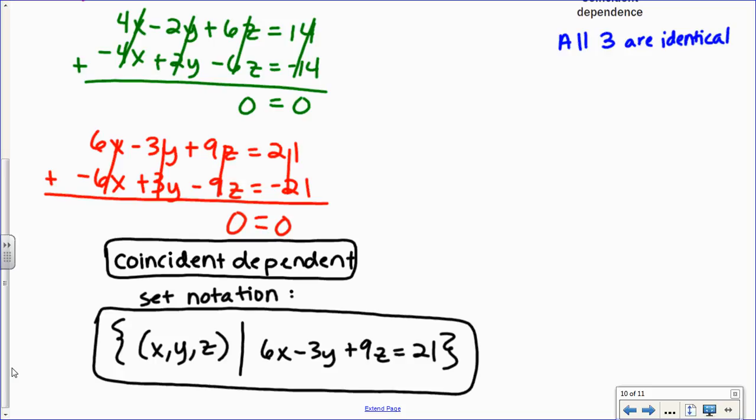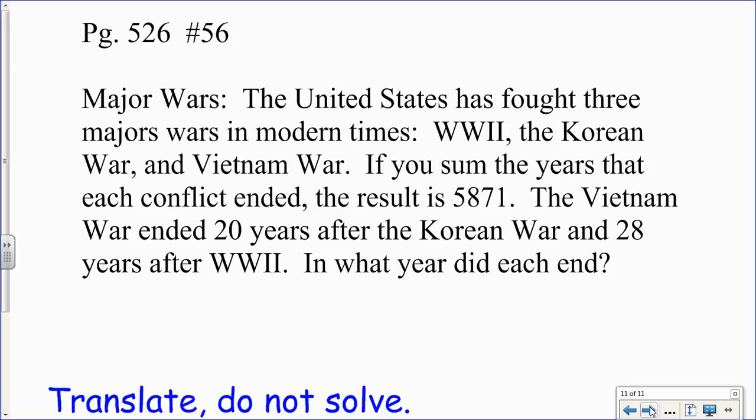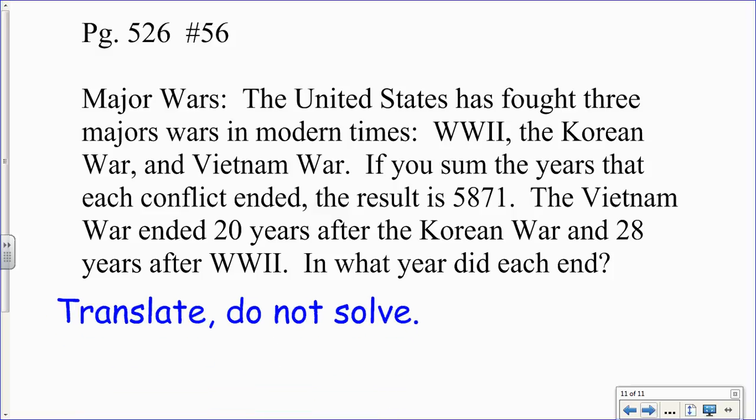Any questions so far about that? Okay. Let's talk about a word problem. The biggest thing is let's get it set up. If we have time, we'll solve, but the setting up part is usually the hardest part.